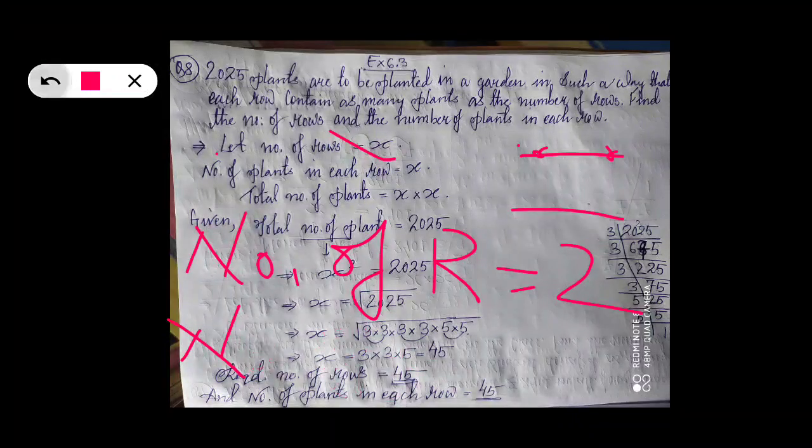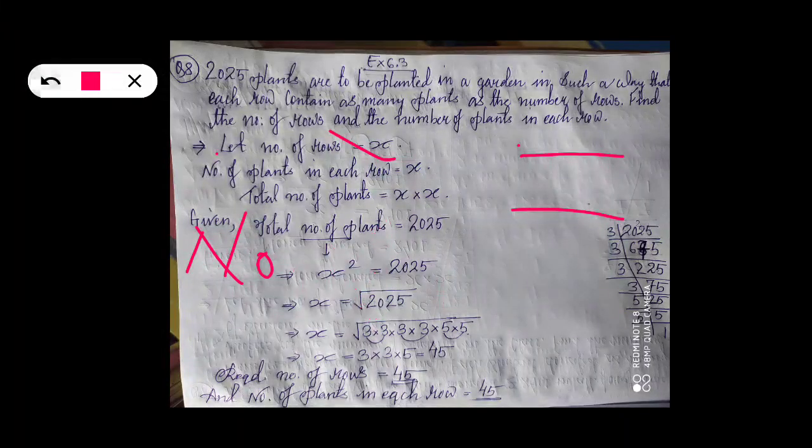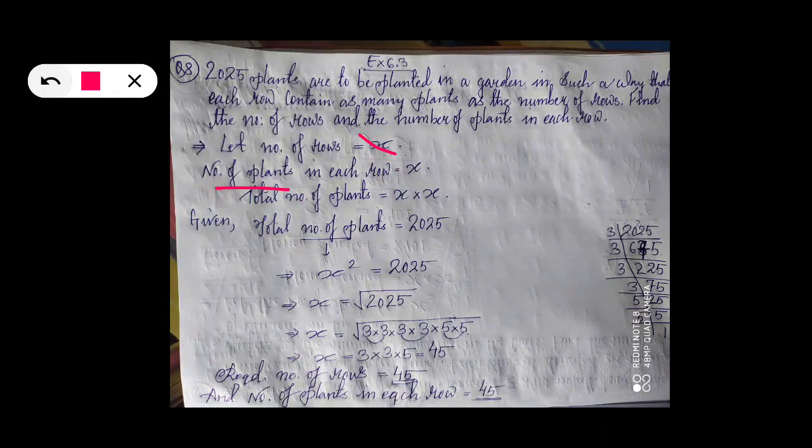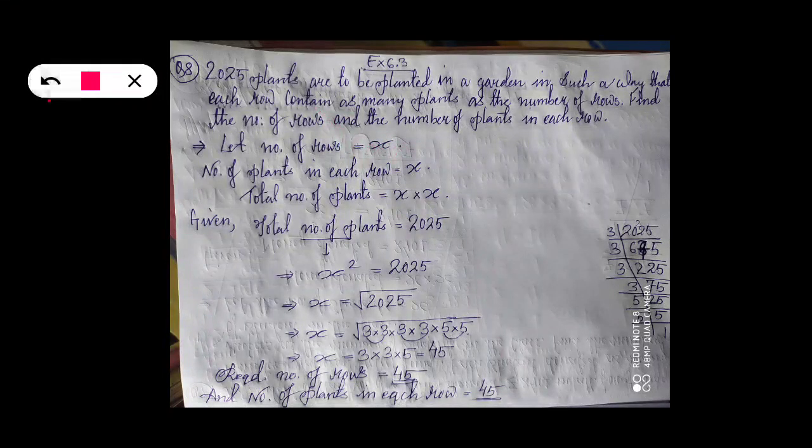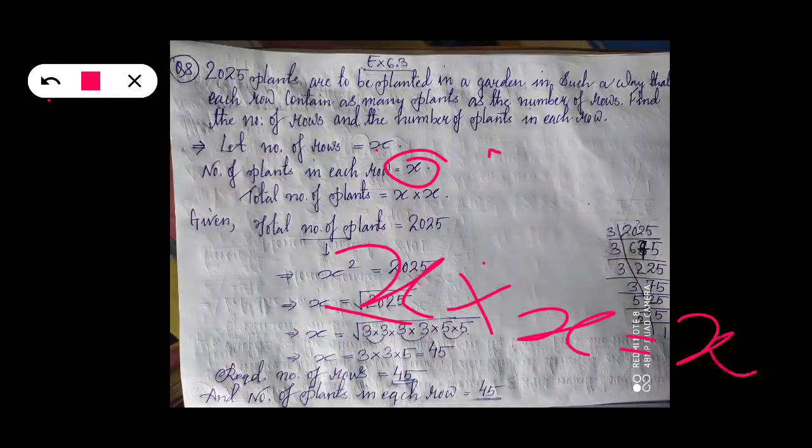In the same way, we have taken the number of rows as x. So the number of plants in each row will be x, isn't it? Number of rows and number of plants in each row are equal. Now how will we find the total number of plants? We'll multiply the number of rows by the number of plants in each row. So x into x is x square. So the total number of plants is x into x.